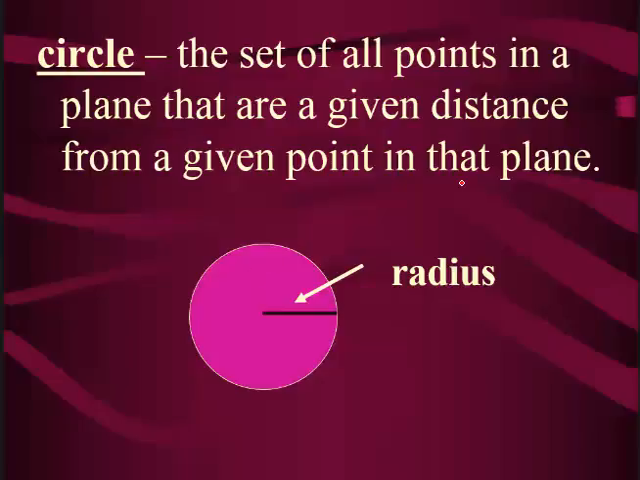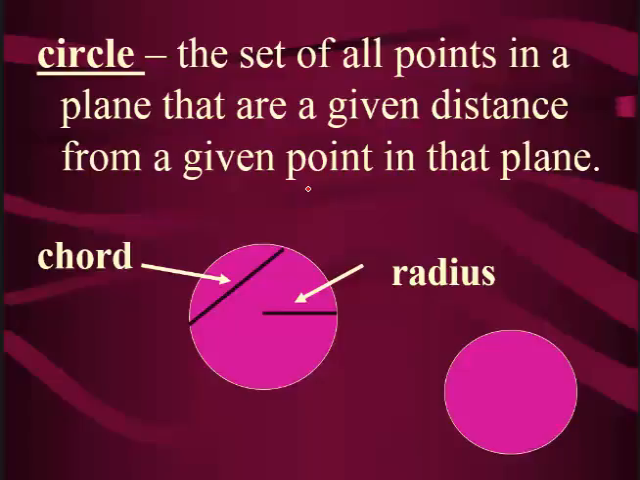If we draw a segment from a point on the circle to another point on the circle, it has a name, and it is called a chord. If the chord goes through the center, so that it's at the widest part of the circle, then that chord has a special name. It's still a chord, but it is called the diameter.